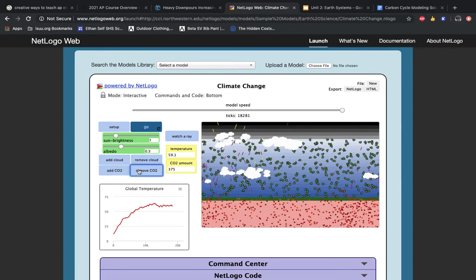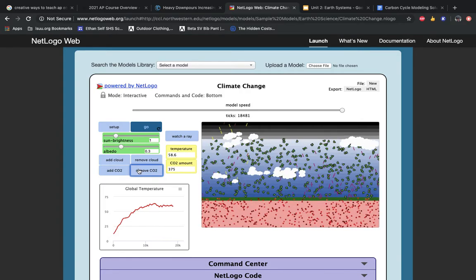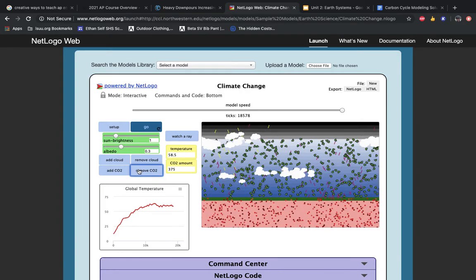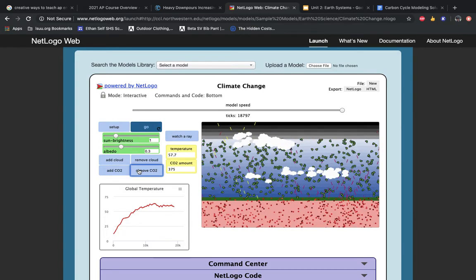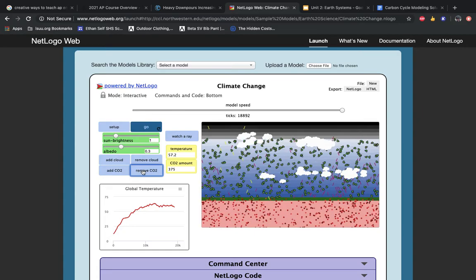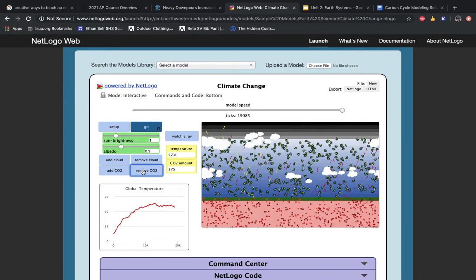And we're just going to simply let it run. And we can notice that the temperature really hasn't changed much. Now I said I'm going to change it by 50 every 2,000 ticks. So when we get to 20,000 ticks, I'm going to remove even more CO2, down to 325.